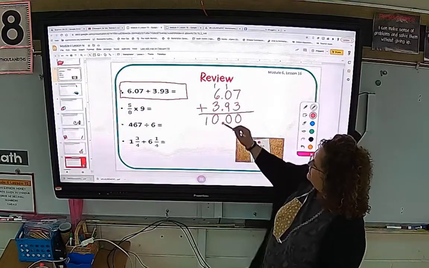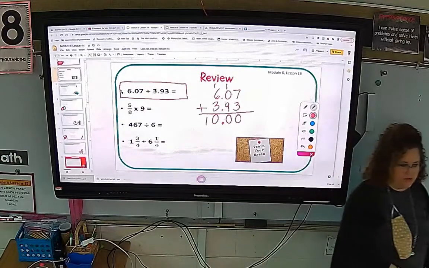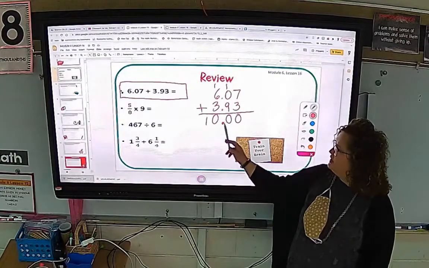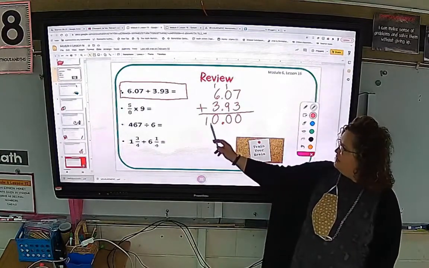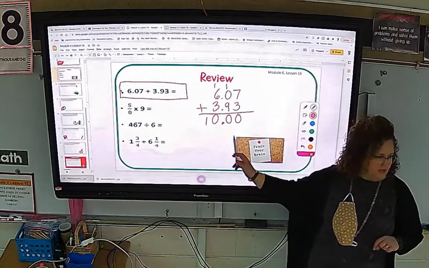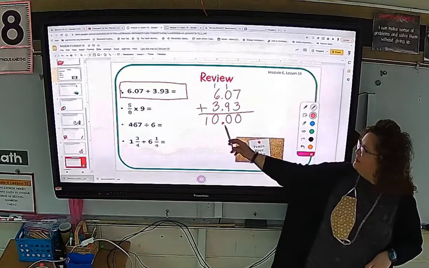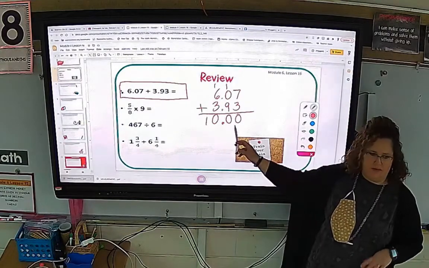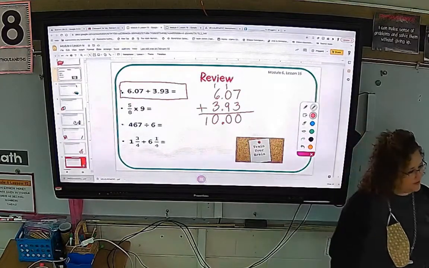Make sure you even line up the decimal in your answer, because what if I accidentally put that decimal here? That would make it 1.0. 1 is very different than 10. If I put that decimal down here, it's very different than 100. So make sure you line up your decimal.